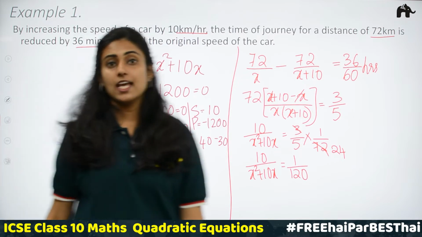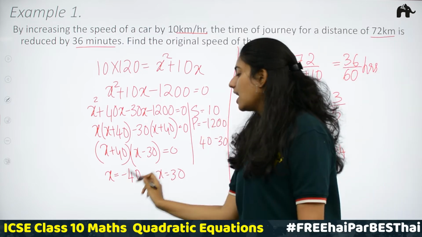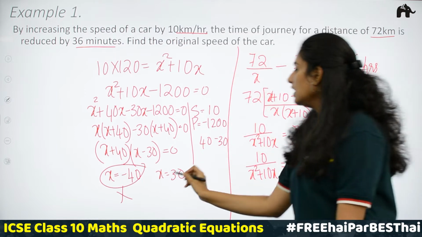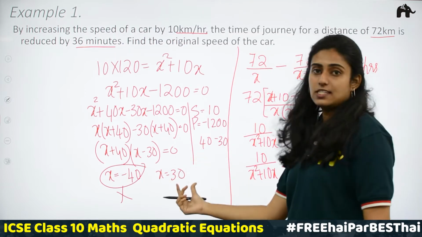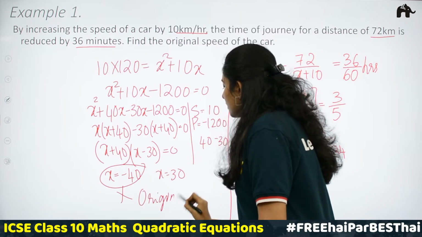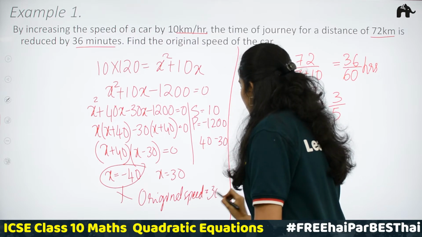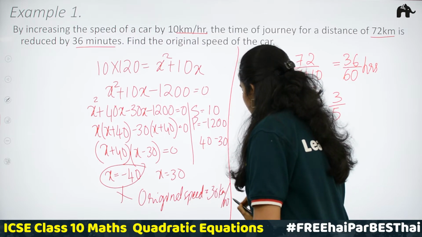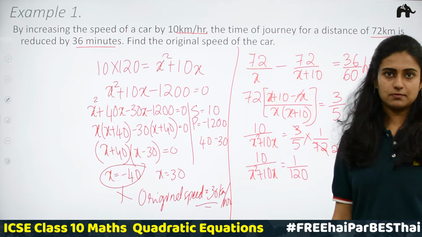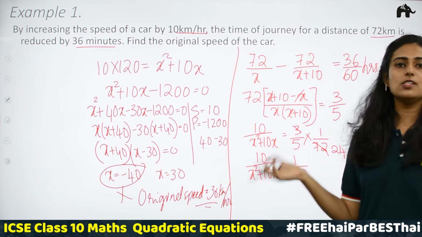What is x? x is the original speed of the car. Original speed of the car cannot be negative. Therefore, minus 40 not possible. The only value possible for x is equal to 30. Therefore, the original speed is equal to 30 km per hour. Original speed is equal to 30 km per hour. Understood this? So, this is a problem that is based on distance is equal to speed into time.